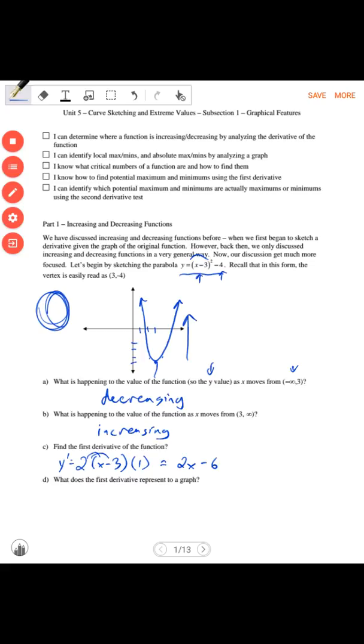I want you guys now to think a little bit about what the first derivative means for a graph. I just want you to recall that the first derivative is the equation of the slopes of the tangent lines. I guess technically it's lines because you could have lots of tangent lines depending on where x is, but when you substitute a value for x, we're going to get the slope of the tangent line.